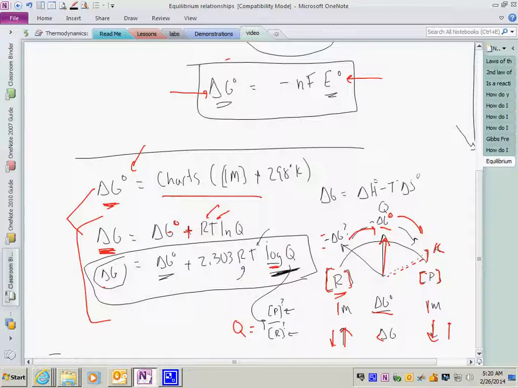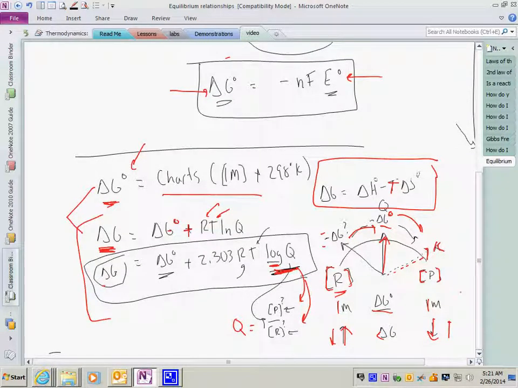This equation generally is used for how to change my concentrations. I've seen problems ask about temperature. They generally use this equation for altering temperature. They just plug a new temperature in right here. Okay, that is delta G and equilibrium.